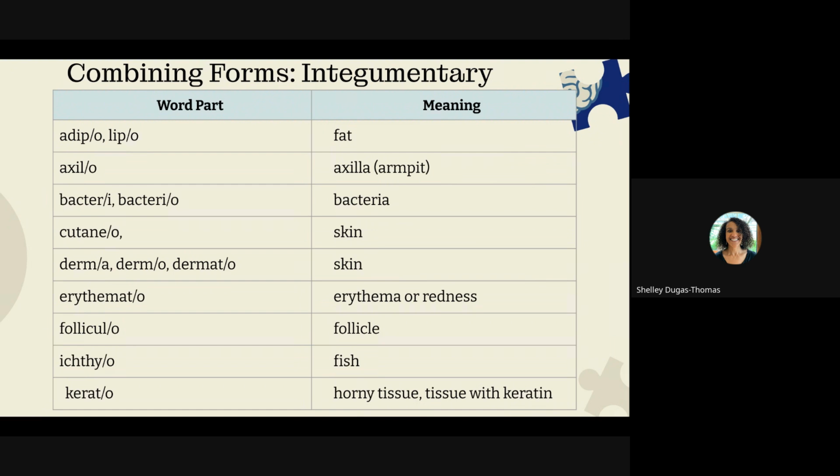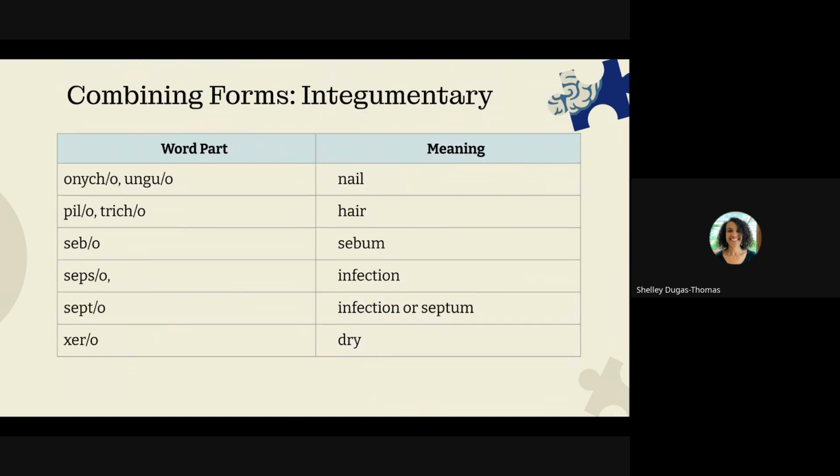And so specialized structures, onycho and ungo mean nail. For example, pilo and tricho mean hair. Pilomotor muscle moves hair. Sebo means sebum, the oily secretion produced by sebaceous glands. Sepso and septo indicate infection or contamination. Xero means dry, if a patient has severe dry skin.